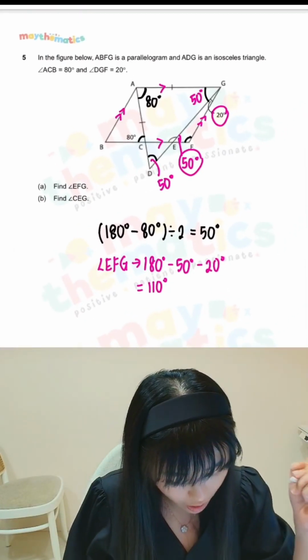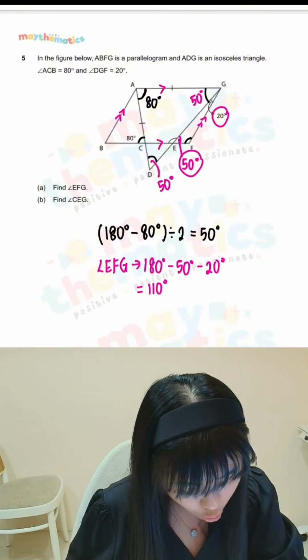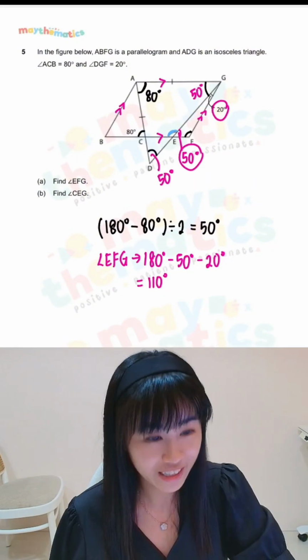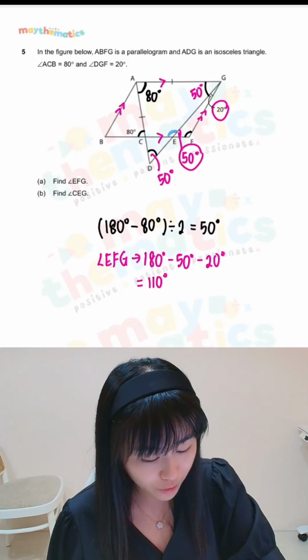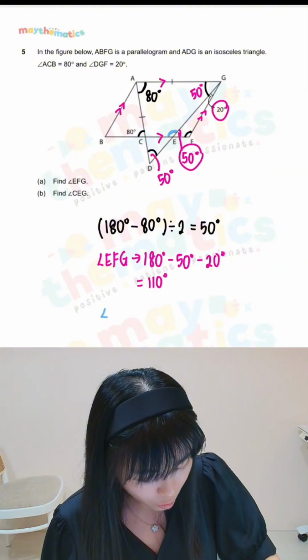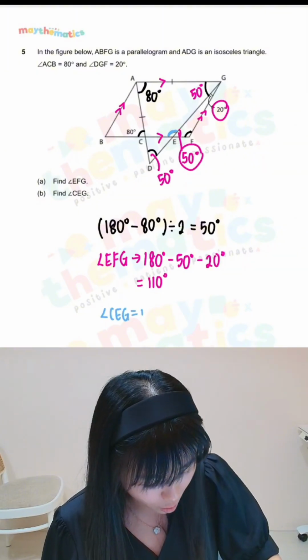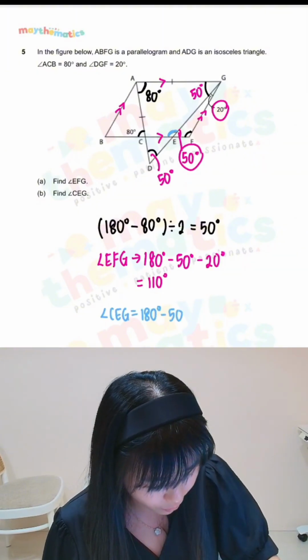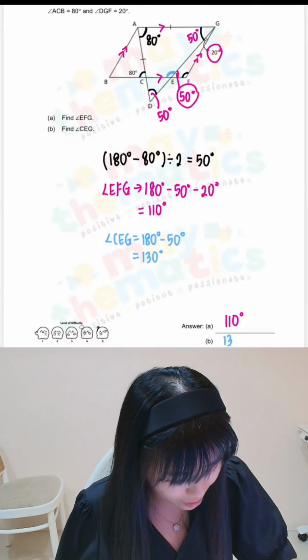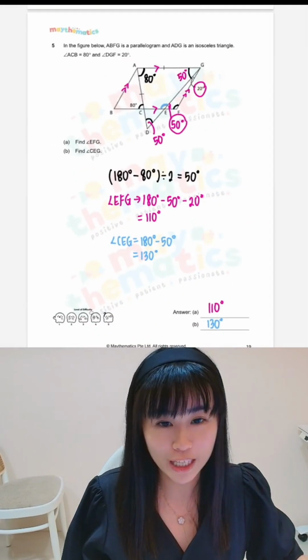Next one. Find CEG, the one they marked out here. Can you see a straight line here? Very good. 180 minus 50, because angles on a straight line add up to 180. So CEG is 180 degrees minus away 50 degrees. We have 130 degrees. Very good. So we are done. We finished all the additional questions already.